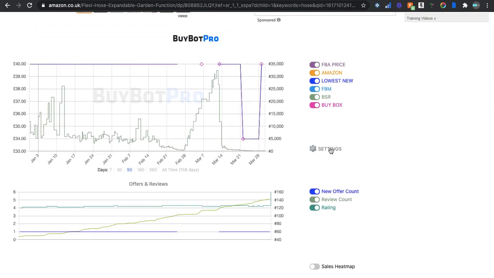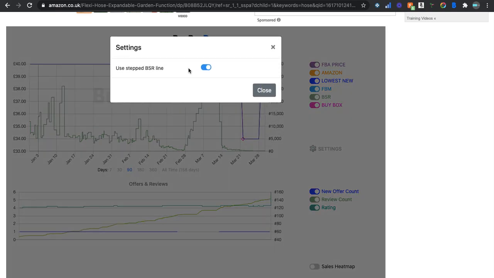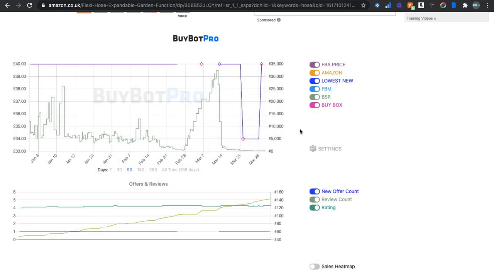So moving down to the graph here. On the settings, I like to change it to the use stepped BSR line. So this is the Buybot Pro graph, which we're going to be using in this example.